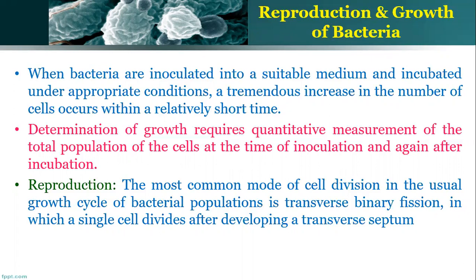Usually, bacteria reproduce by the transverse binary fission process. This binary fission occurs by the development of a transverse septum in the cell. So here, one cell will divide into two, two will divide into four. Likewise, the cells divide in a geometric progression manner.